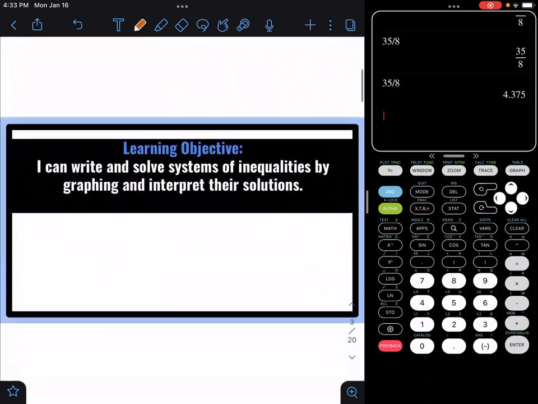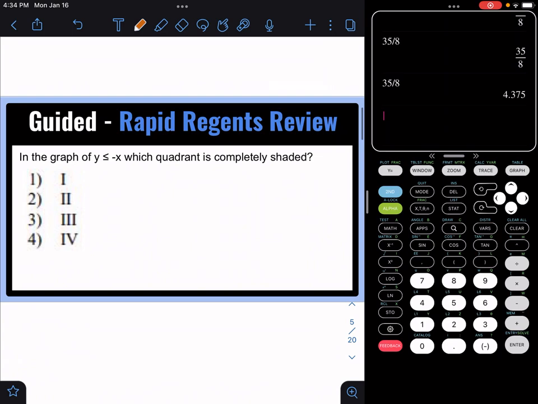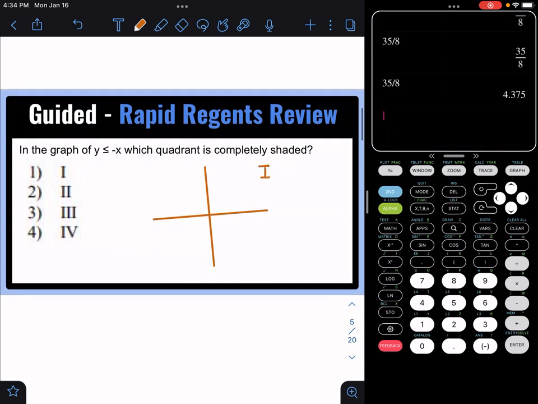So today we are going to write and solve systems of inequalities by graphing and interpret their solutions. Let's look at this first one. In the graph y equals negative x, which quadrant is completely shaded? Remember, for quadrants, this is 1, this is 2, this is 3, and this is 4. So let's see this. My y-intercept is 0, and then I'm going down, so it's going to look like this.